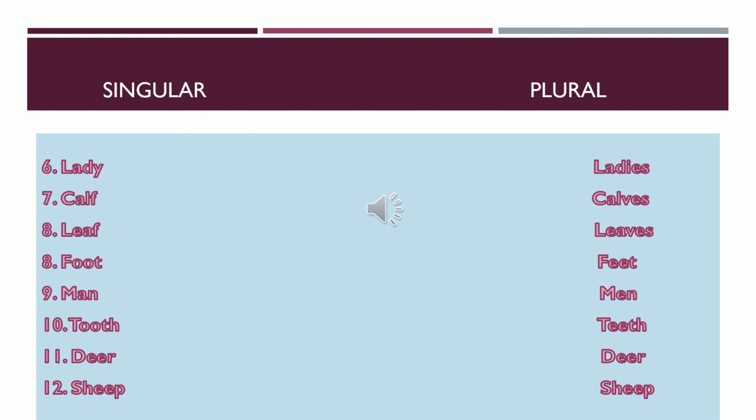In deer and sheep, we have not changed anything because deer and sheep always remain the same. We don't say deers or sheeps. We just add a number if we want to write plural. For example, 2 deer, many sheep. We never say 2 deers or many sheeps. We never add s or es in the spelling of deer and sheep.